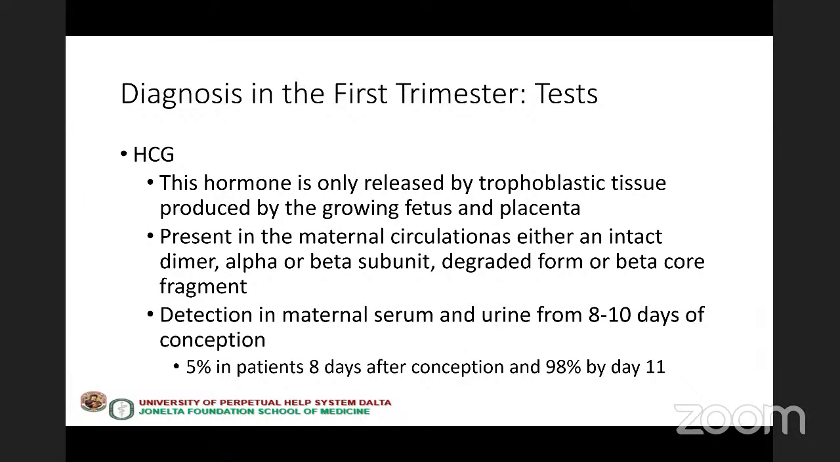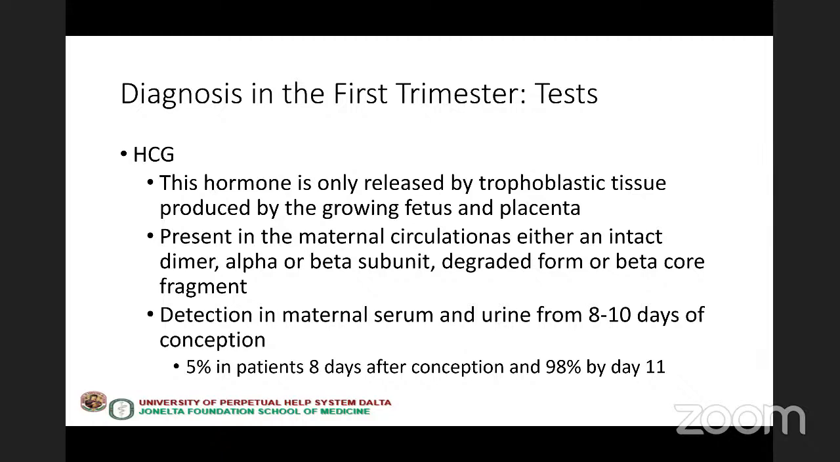beta-HCG. So these are tests. So those were objective signs previously. These are the tests that we request. And more at the forefront of any pregnancy would be measuring your HCG. Okay. This is only released by your trophoblastic tissue that is produced by growing fetus and placenta. Okay. And it's present in your circulation, either as an intact dimer, an alpha or beta subunit, or a degraded form or beta core fragment of your HCG.